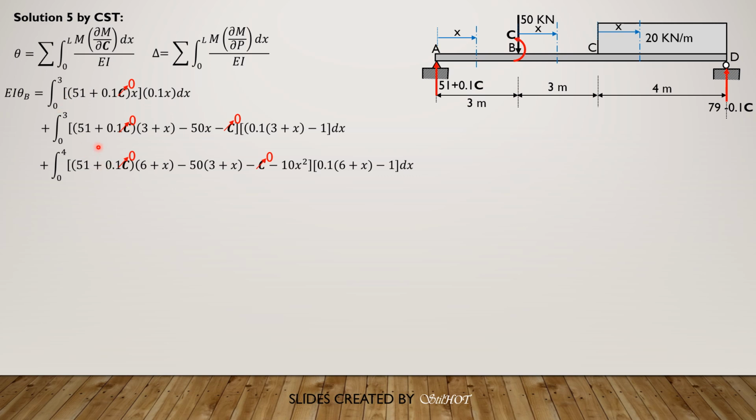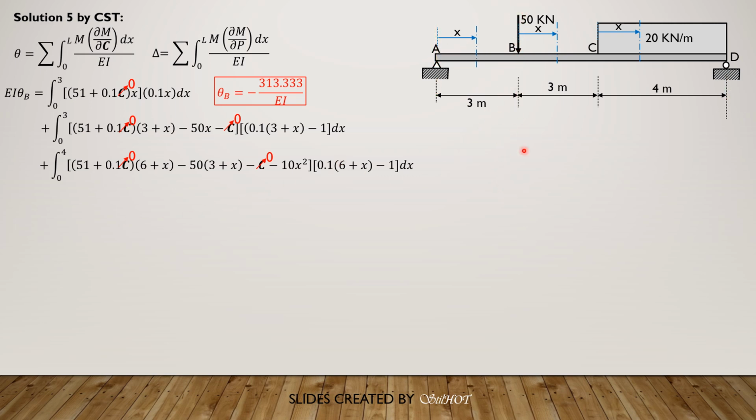The second term, 51 times 3 plus x minus 50x times quantity 0.1 of 3 plus x minus 1, is the same term as in virtual work method. Then the last, integral 0 to 4 of quantity 51 times 6 plus x minus 50 times 3 plus x minus 10x squared, close, times quantity 0.1 times 6 plus x minus 1, is the same term as in virtual work method. So therefore, the answer is the same. Negative 313.333 over EI.